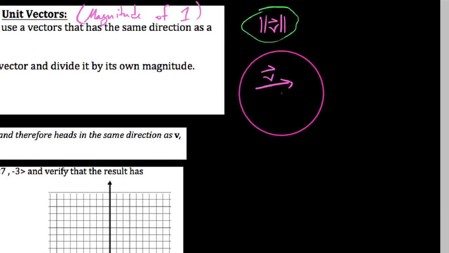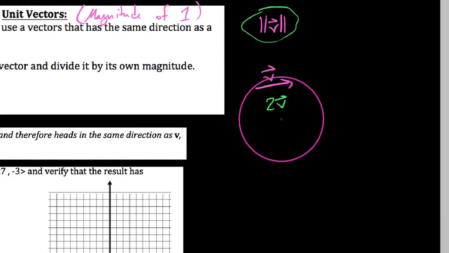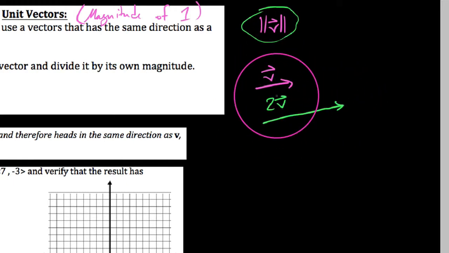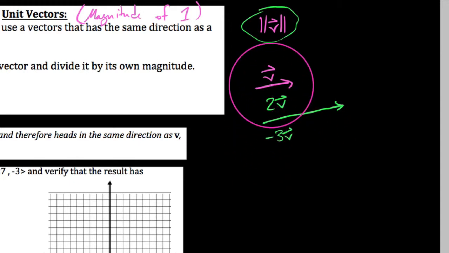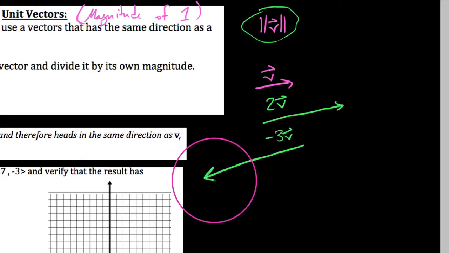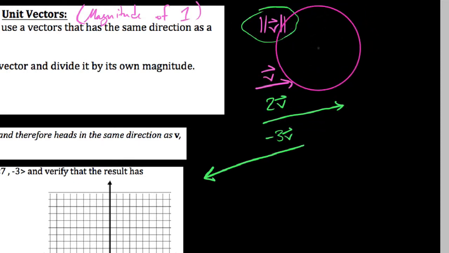If you've ever operated with vectors before, especially with scalar multiplication, if somebody asked you to find 2v, you know you're going to be heading in the same direction, just twice as long as your original vector. Or if you wanted negative 3v, it'd be going exactly in the opposite direction, and it'd be 3 times as long as v. Our job here is to take any vector and have it still go in the same direction, but have a magnitude of 1. There's a really easy way to do this.